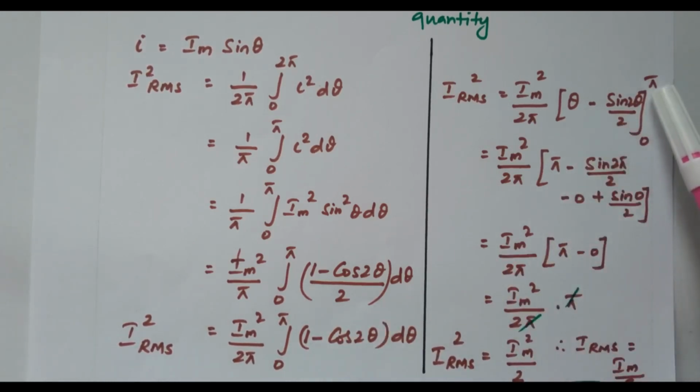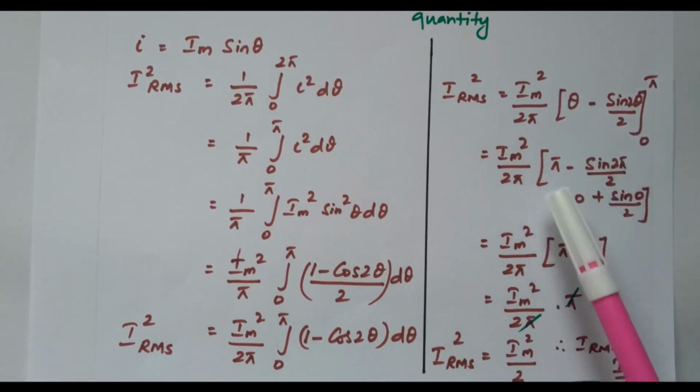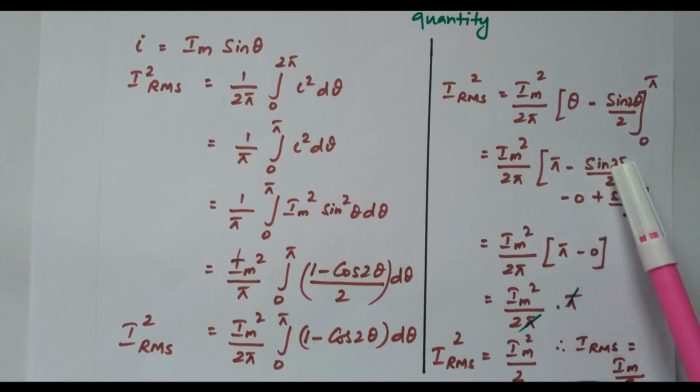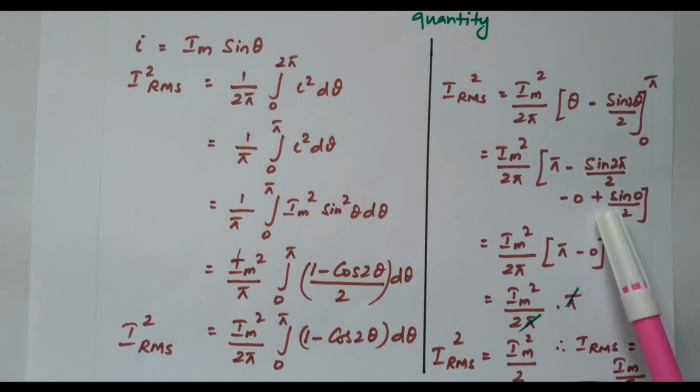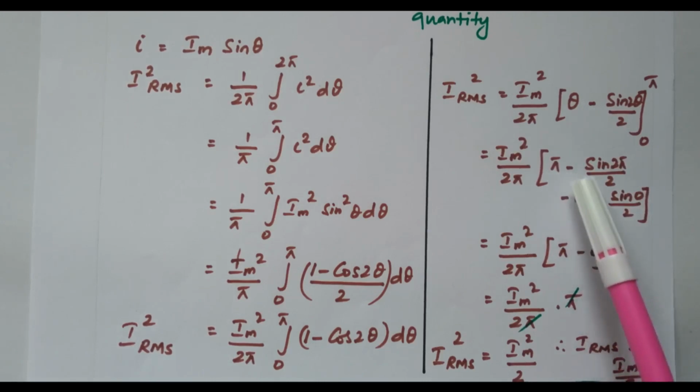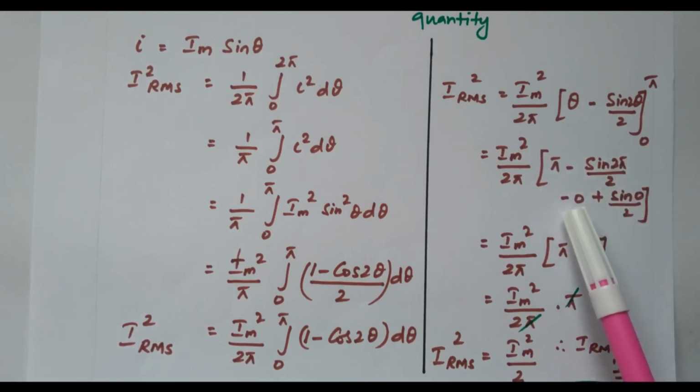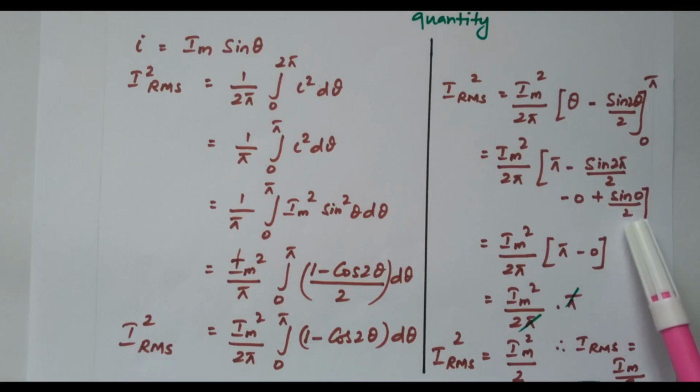First substitute the upper limit pi. So theta is pi minus sin 2 pi divided by 2. Then substitute the lower limit. At the time negative will be there, minus 0. Here already negative is there, so that becomes positive, sin 0 by 2. So pi minus sin 2 pi by 2 minus 0 plus sin 0 by 2.